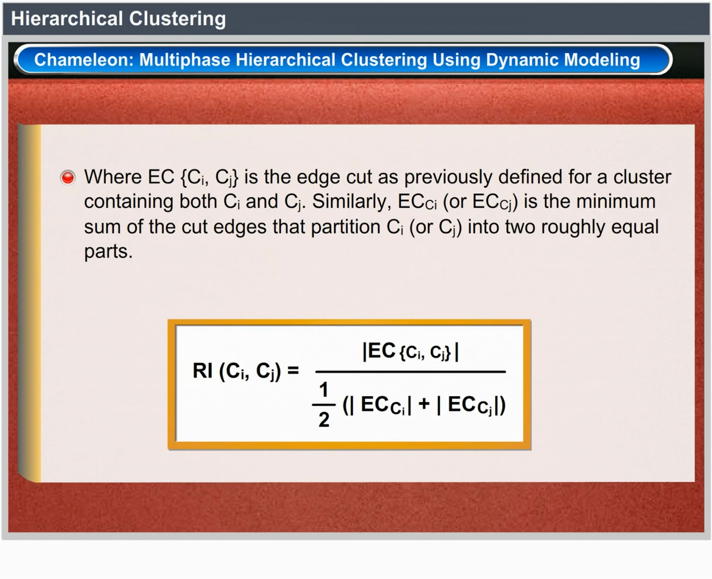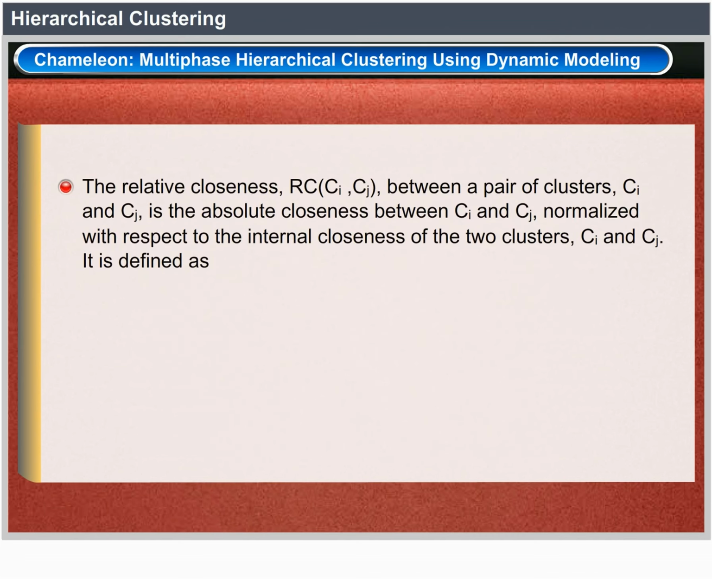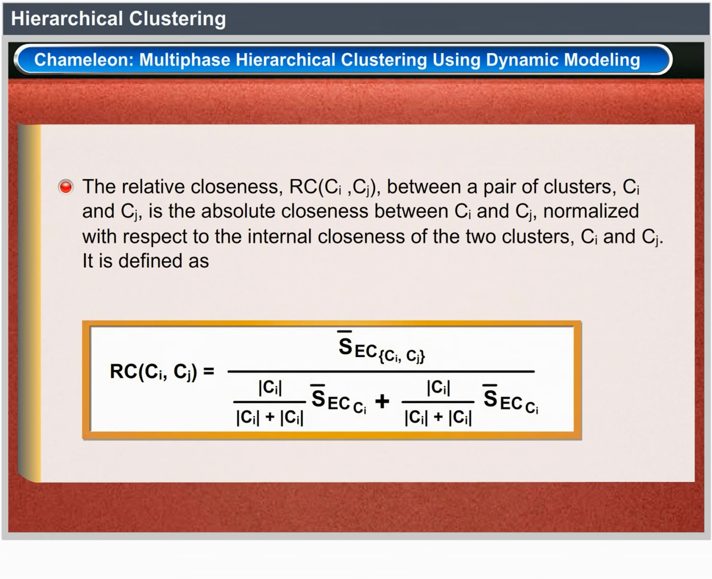The relative closeness, RC, between a pair of clusters Ci and Cj is the absolute closeness between Ci and Cj normalized with respect to the internal closeness of the two clusters Ci and Cj.